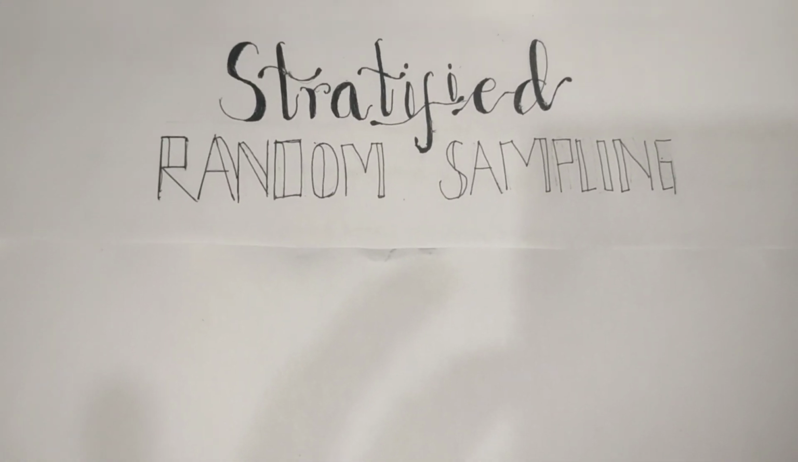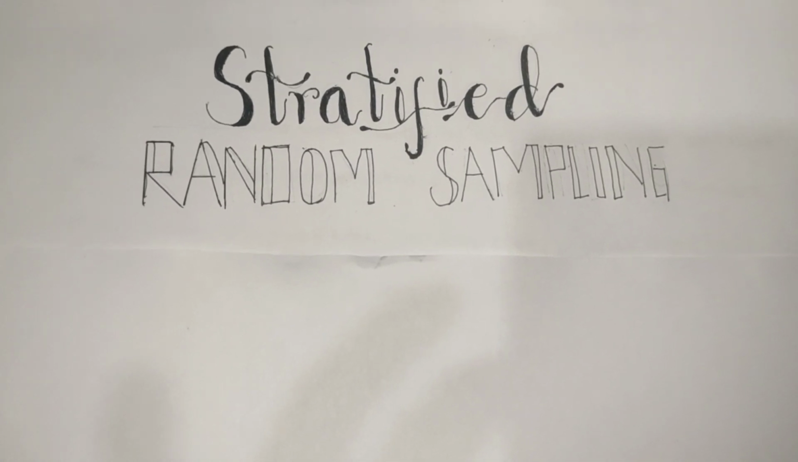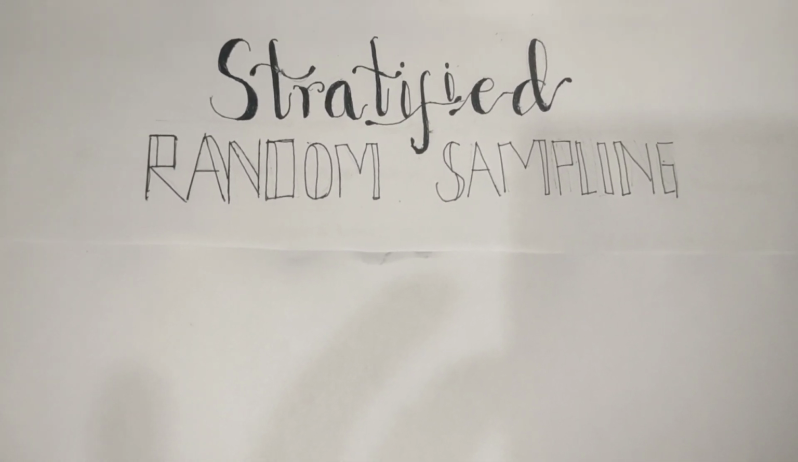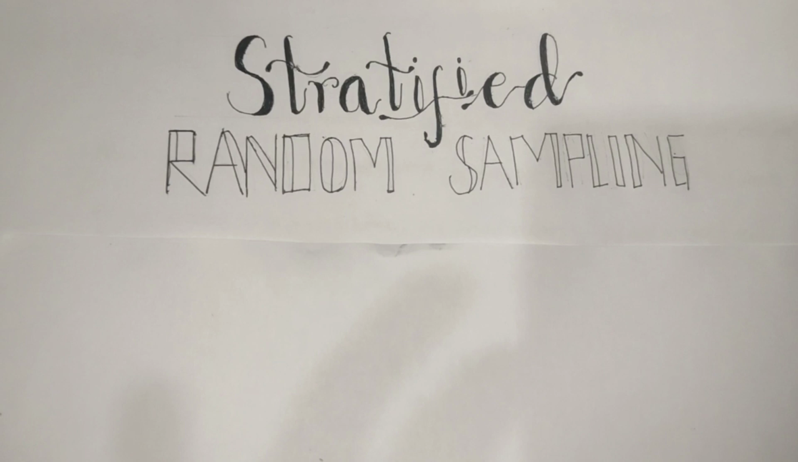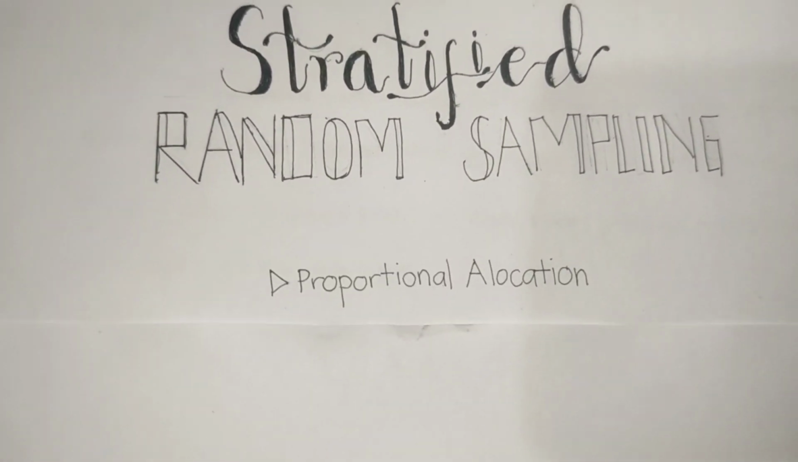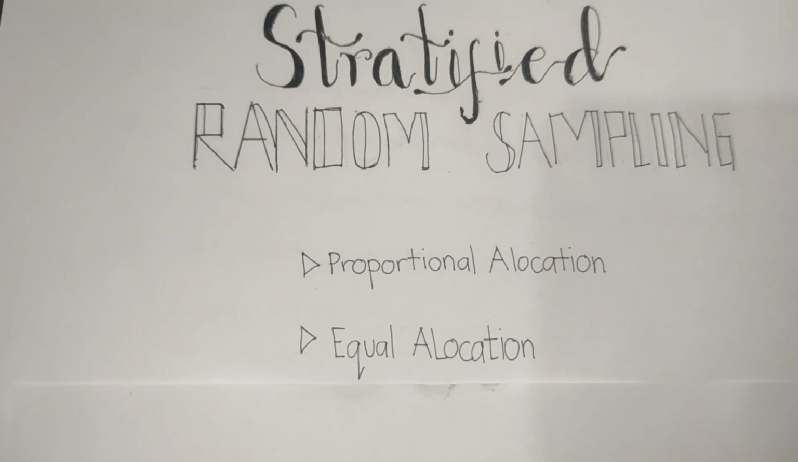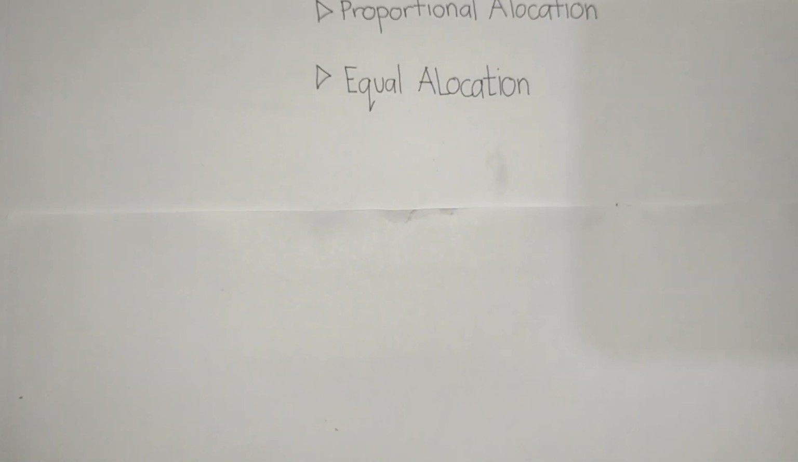So now we'll proceed with the stratified random sampling. It is another type of random sampling. When we say stratified random sampling, it can be done by proportional allocation or equal allocation. So before we start, we have to identify what a stratified random sampling is.